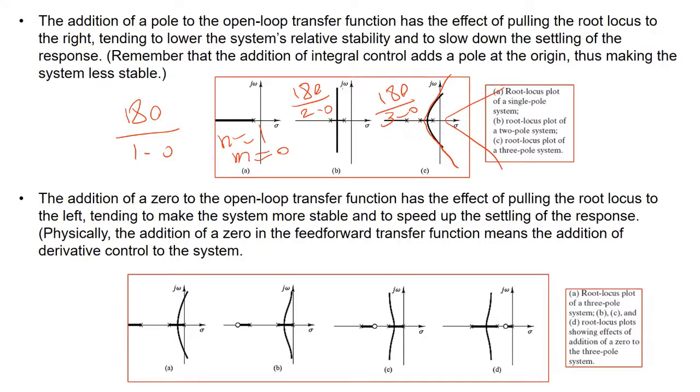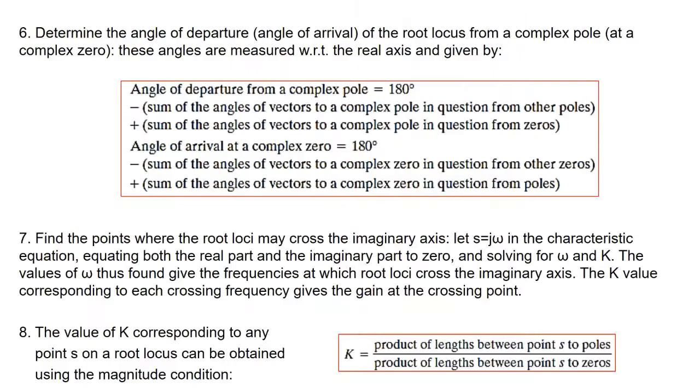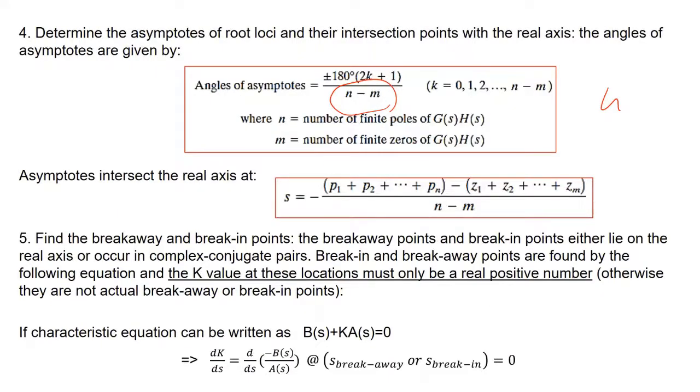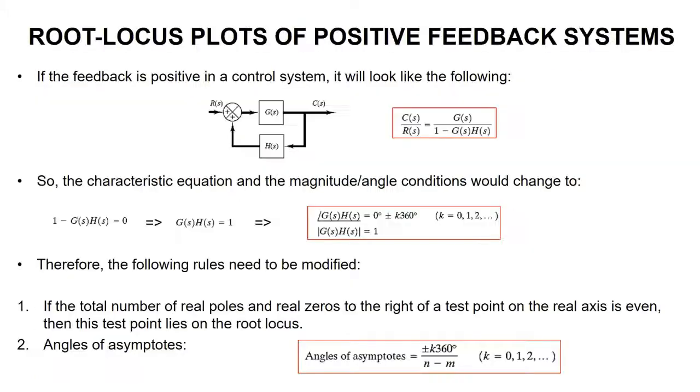Now, what about the zero? Well, you kind of expect, right? If I add a zero and go back to that same formula, what happens? If I make m bigger, then I'm making the whole n minus m smaller, assuming that n is always bigger than m. Since the denominator is smaller, the whole ratio will be bigger, and bigger angles mean the asymptotes are moving to the left instead of the right.